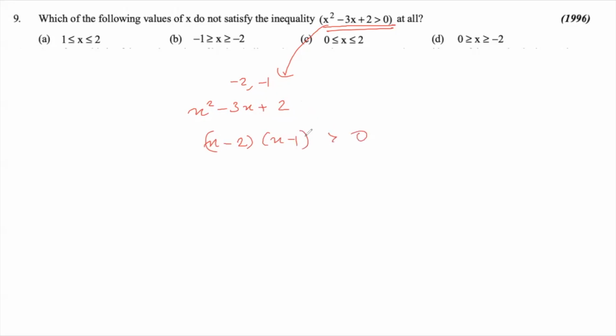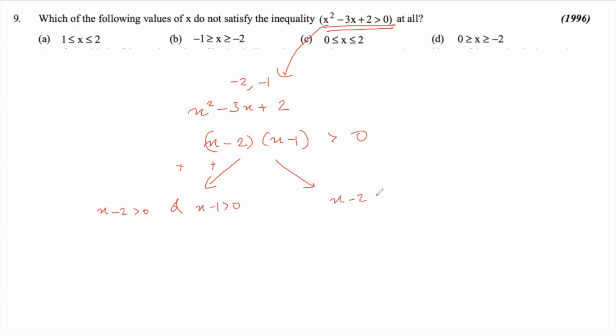And now you want this product to be greater than 0. Now the product of two terms should be positive. This can happen in two ways. First, when both of them are positive. So x minus 2 is greater than 0 and x minus 1 is greater than 0. Also, when both are negative.